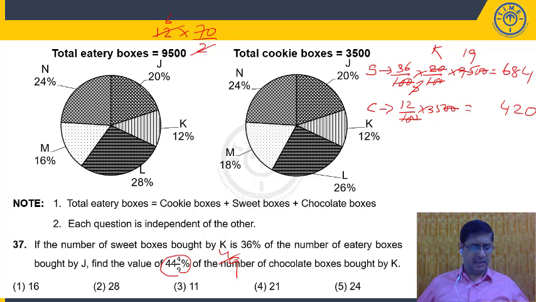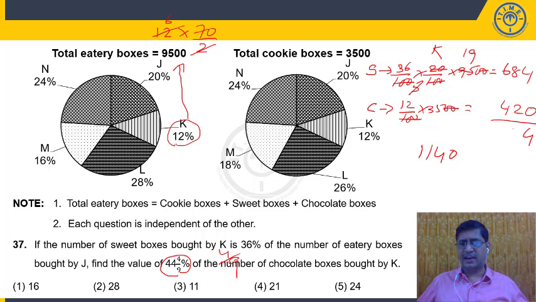So how many were bought by K? Actually K bought 12% of 9500. So the percentage of 95, the zeros get cancelled. 12 into 95 is equal to 1140. From this 1140, we just need to subtract the sum of these two. What is the sum of these two?